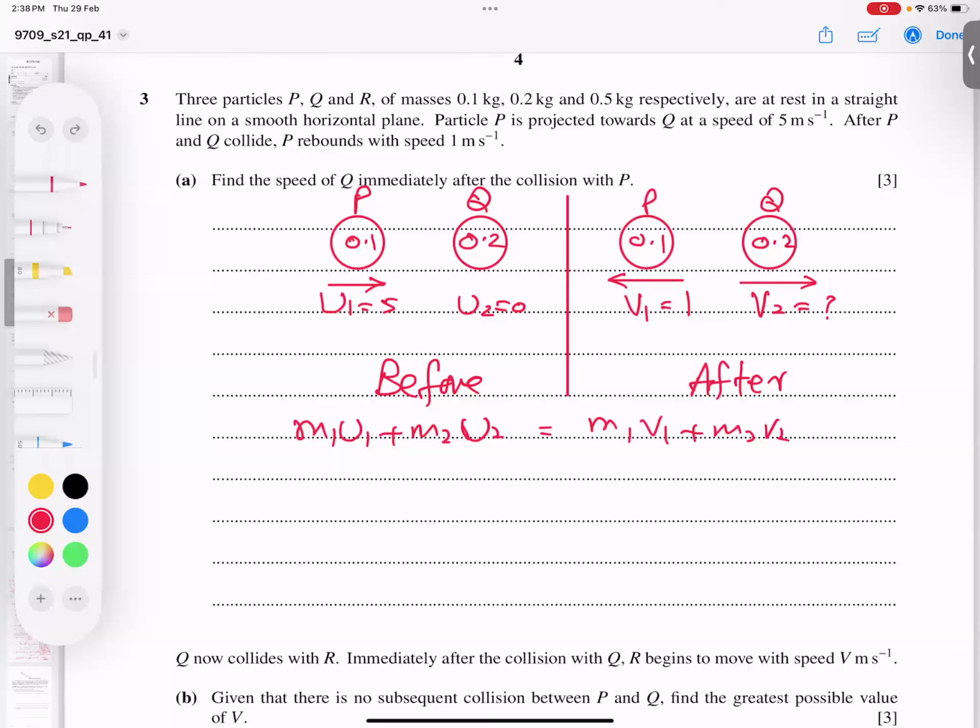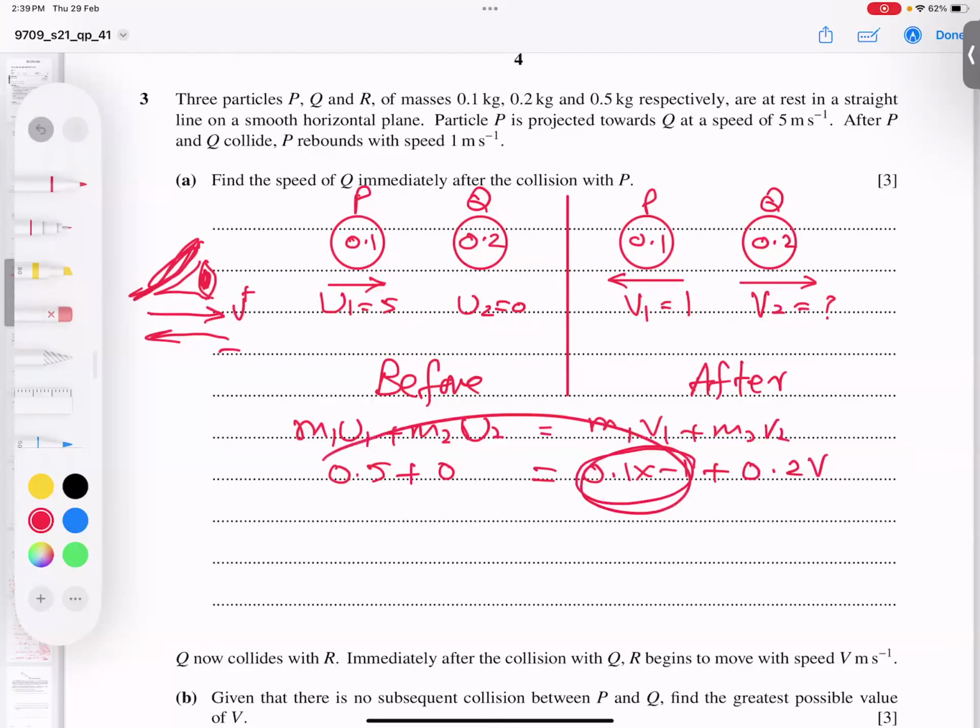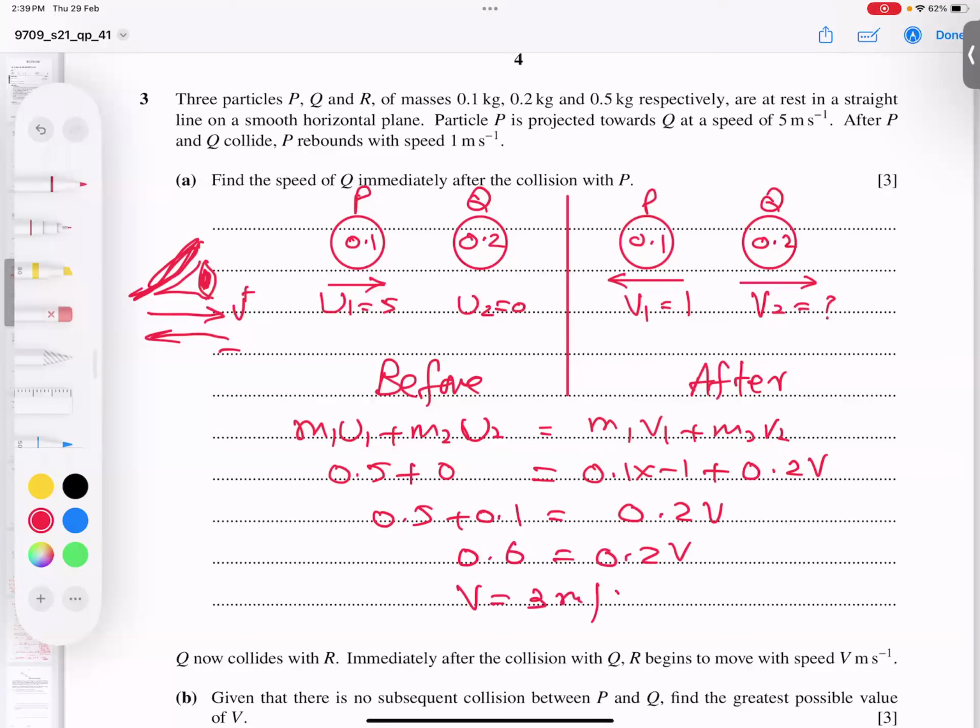So 5 into 0.1, I got 0.5. 0 into this, I got 0. Then 1 into that, but make sure the direction is considered. And you know it very well: when it's going away, velocity is positive; coming backward, negative. It's coming backwards, so velocity is negative. So 0.1 times negative 1, and 0.2 times V. The negative 0.1 goes here, so 0.5 plus 0.1 equals 0.2V. I got 0.6 equals 0.2V. So V becomes 3 meters per second.